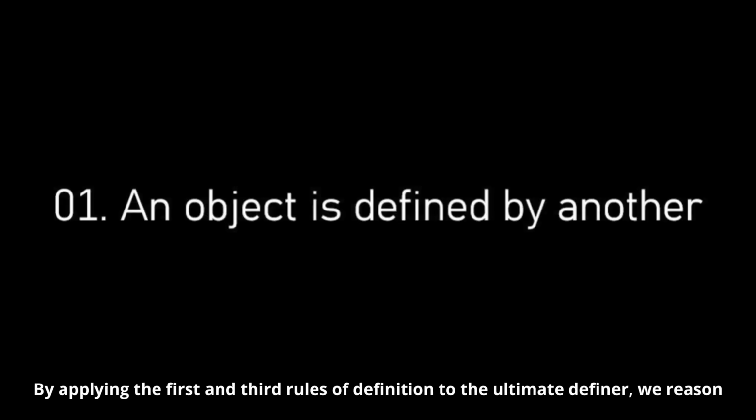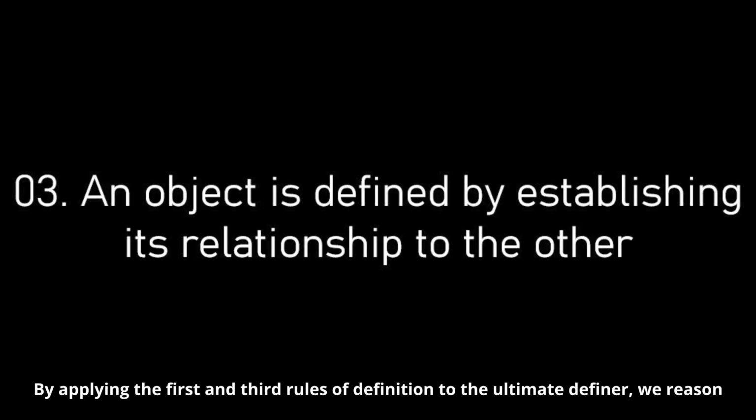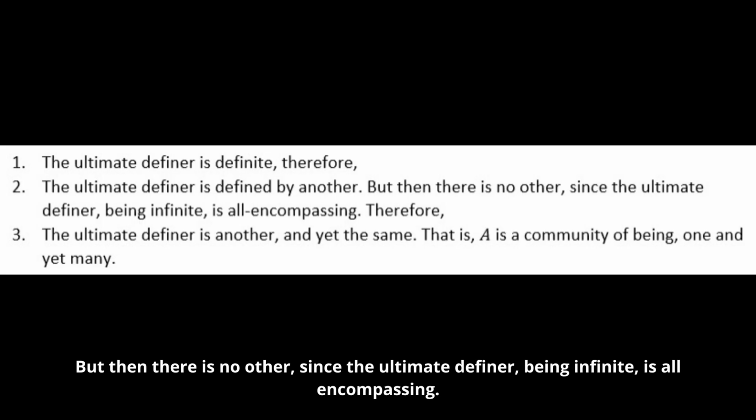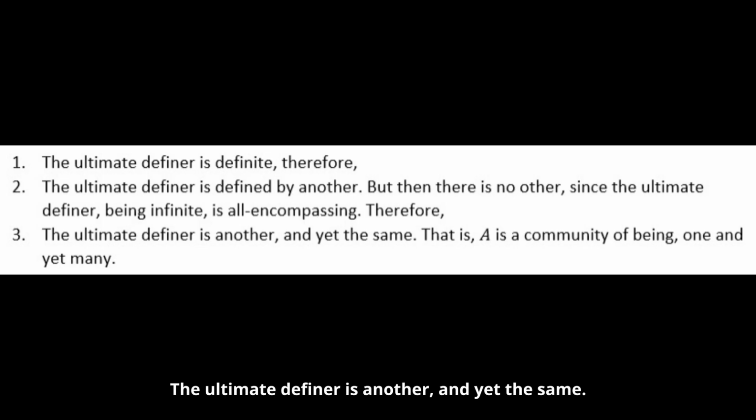Reapplying the first and third rules of definition to the ultimate definer, we reason that 1. The ultimate definer is definite, therefore 2. The ultimate definer is defined by another. But then there is no other, since the ultimate definer, being infinite, is all-encompassing. Therefore, 3. The ultimate definer is another and yet the same.